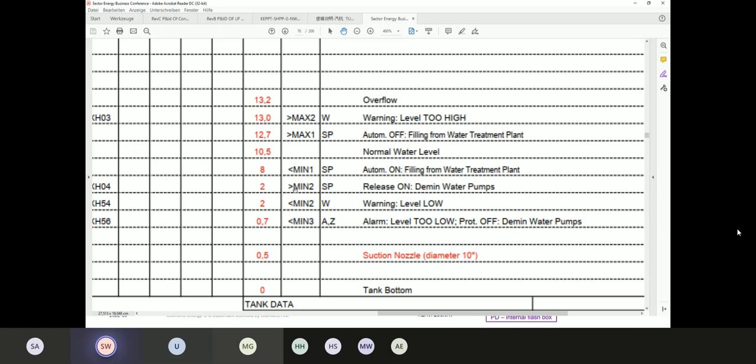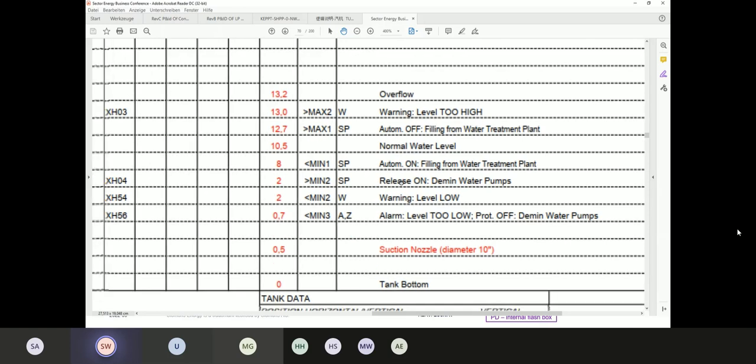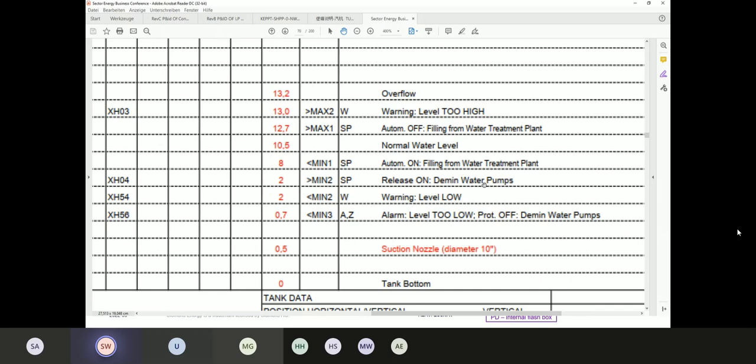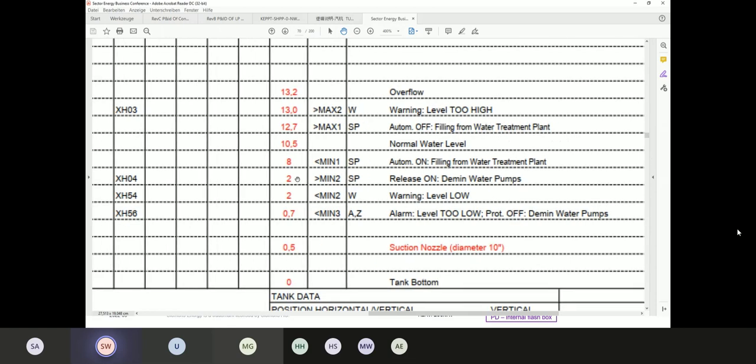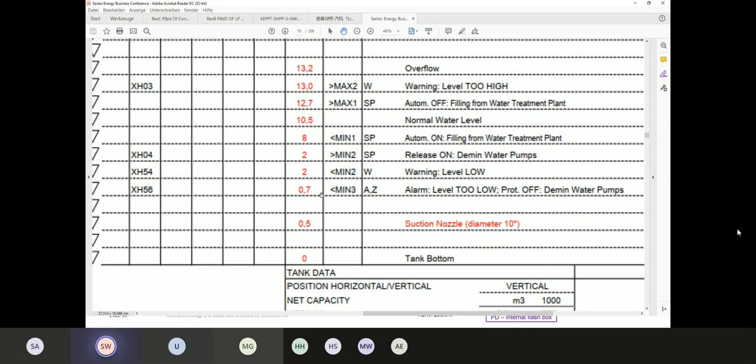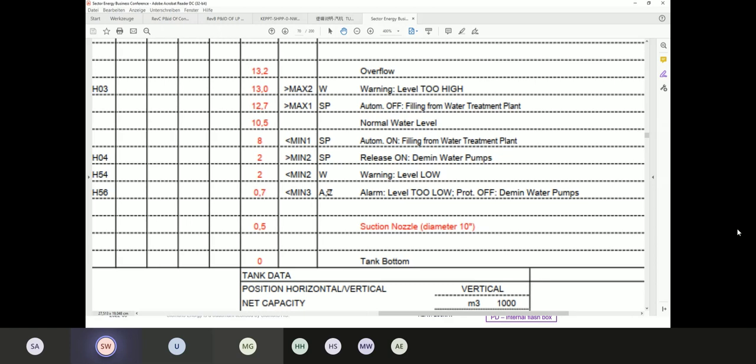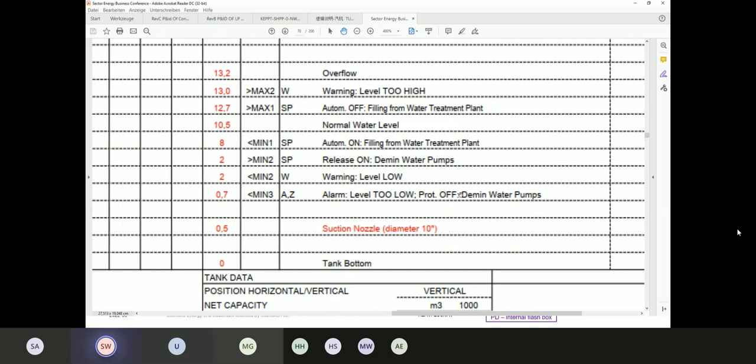You have here 2 meters, higher than 2 meters, the release for the dam water pumps. So we say 2 meters we need in this example. 2 meters we need for the pumps to start. When the pumps are then running and the level is getting below 2 meters, you're getting a warning. And then we have a low value, 0.7, where it's saying alarm, level too low, and it's sending also the protection off to the dam water pumps.